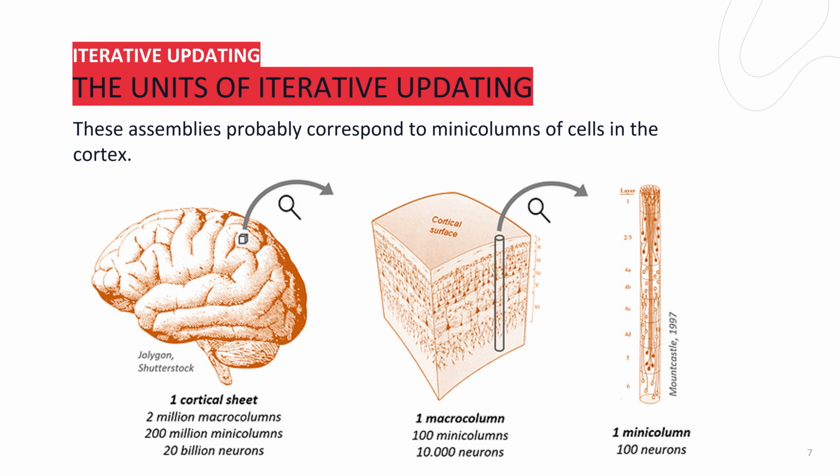A cortical mini-column is a vertical column through the cortical layers of the brain. They contain cells with similar response properties. These mini-columns form the cell basis of the activated long-term memory we were discussing earlier. So the assemblies probably correspond to mini-columns of cells in the cortex.